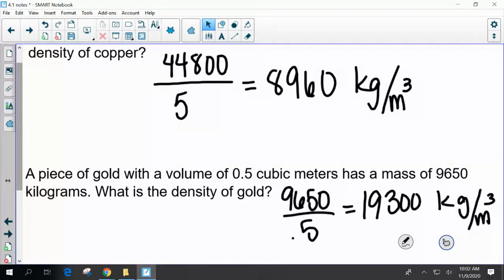It's also not as rare, right? So it's significantly cheaper than something like gold or silver or copper. Copper is expensive.